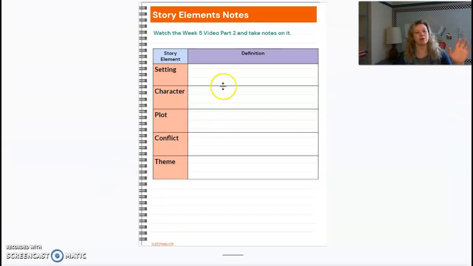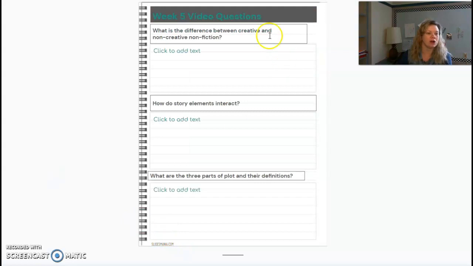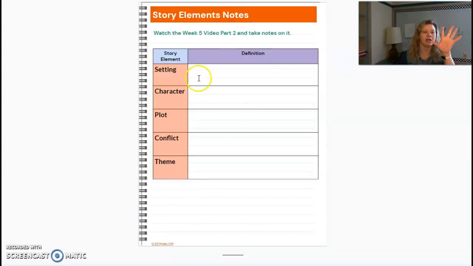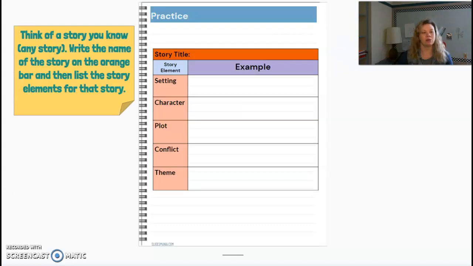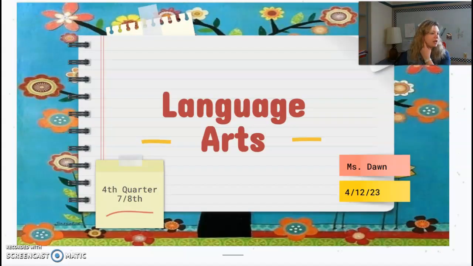Okay, so in your week 5 notebook, you have this page, which is what we will be doing here in a minute. We'll take notes on the 5 story elements, which are listed right there. We will also be discussing these questions. So before you are done with this video, you should have this filled out and these answered. Then tomorrow, you will work on this practice, which I'll show you an example of momentarily. There's only 3 pages in the notebook as you spent the first part of the week working on your assessment. So let's get back to the story elements.